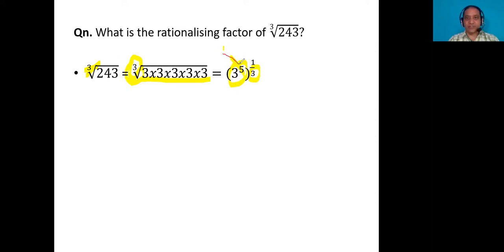If there is 6 here, in that case, we will be able to strike off 3 with 6, and in this way the 1 over 3 will be wiped off, and in that case the number will become rational. But how can we do this? This we can do by having one more 3 under the cube root. That means by multiplying cube root 243 by cube root 3.